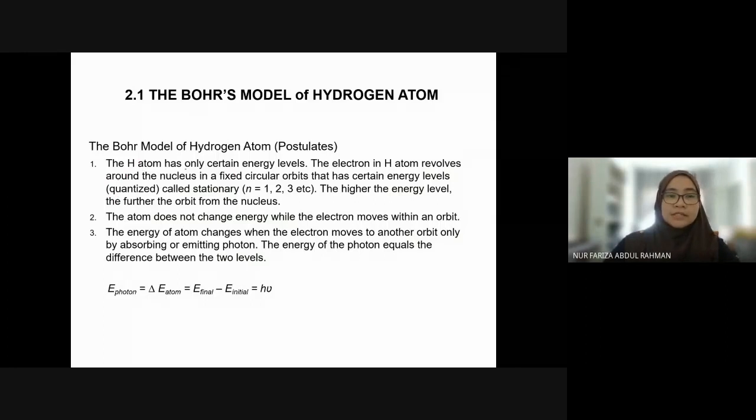The hydrogen atom has only certain energy levels. So this is quantized, or you can also mention that the energy for the hydrogen atom is quantized. That is also acceptable. The words 'has only certain energy levels' mean quantized. And then number 2, the atom does not change energy while the electron moves within an orbit.